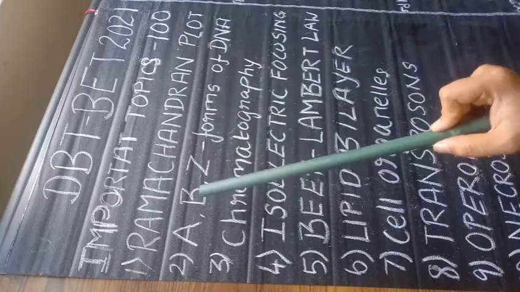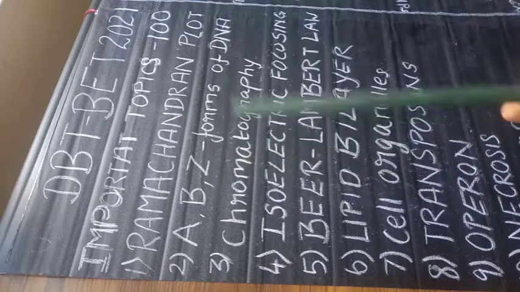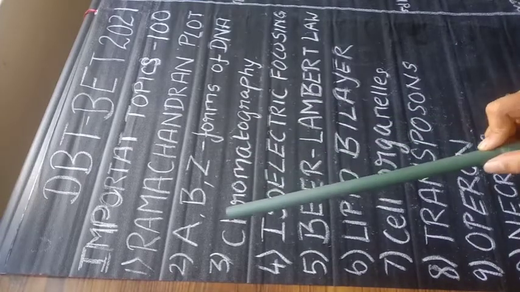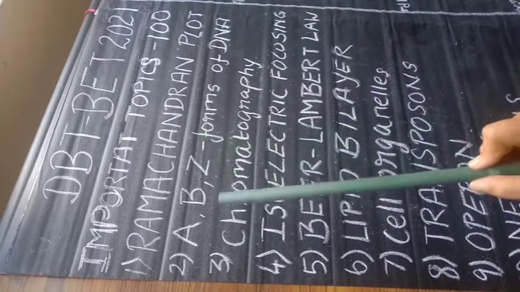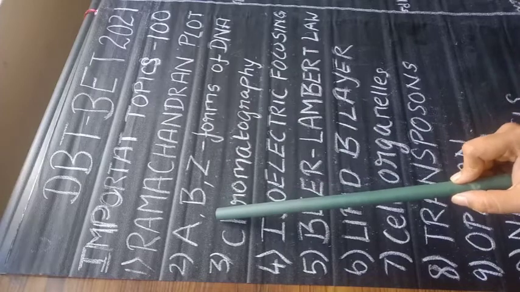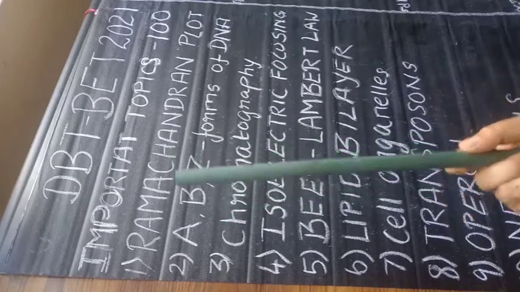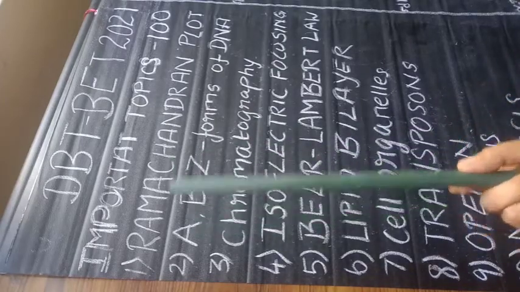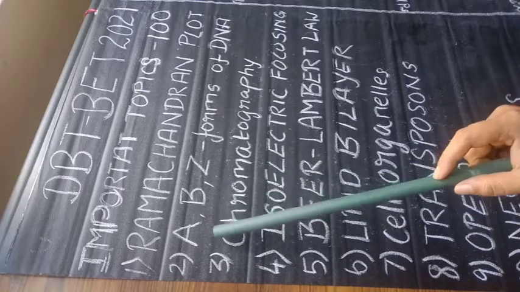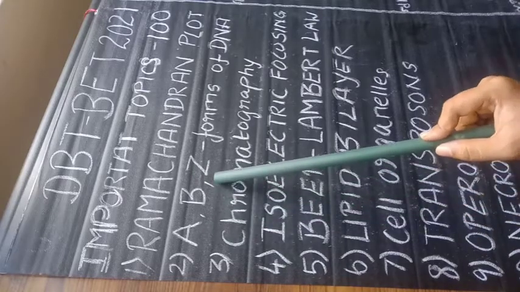Next is A form, B form, and Z form of DNA. If you type the forms of DNA in the internet or any textbook, you will find the tabulated form of all those things. You should know about the minor groove, major groove, helical angle, what is glycosidic bond formation, and what is sugar pucker, like that you should know. It is present in tabulated form.